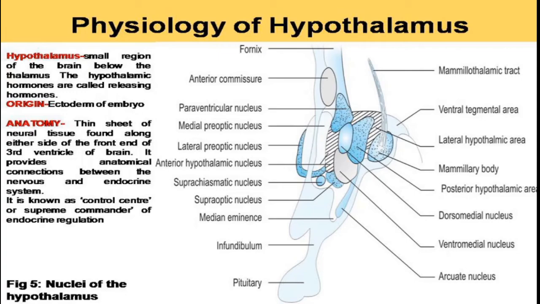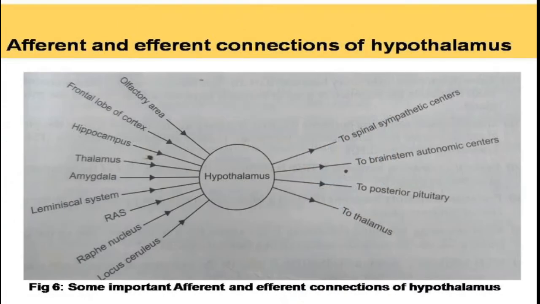Let's see some important afferent and efferent connections of the hypothalamus. Afferent connections: various nuclei of the hypothalamus bring a lot of afferent input, visceral and somatic input, through the ascending tract, olfactory tract, cortico-hypothalamic tract, hippocampus, thalamo-hypothalamic tract, and tegmentum of midbrain.